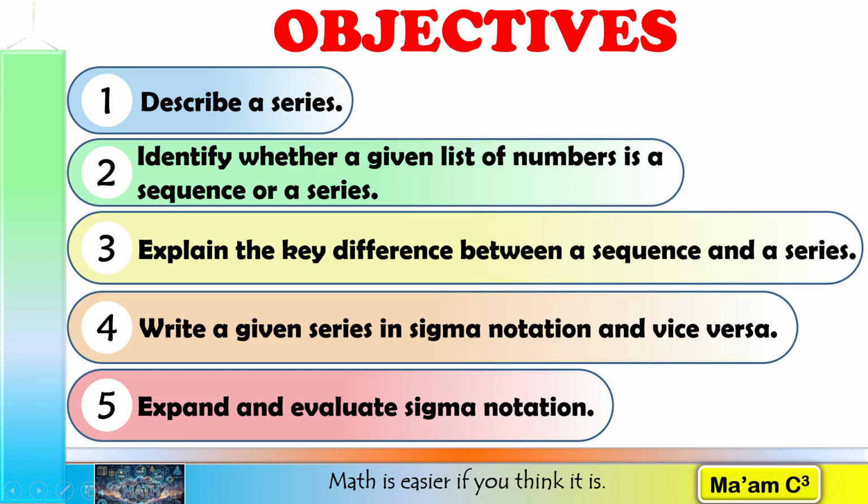Our objectives in this lesson are the following. Number 1, describe a series. Number 2, identify whether a given list of numbers is a sequence or a series. Number 3, explain the key difference between a sequence and a series. Number 4, write a given series in sigma notation and vice versa. And number 5, expound and evaluate sigma notation.